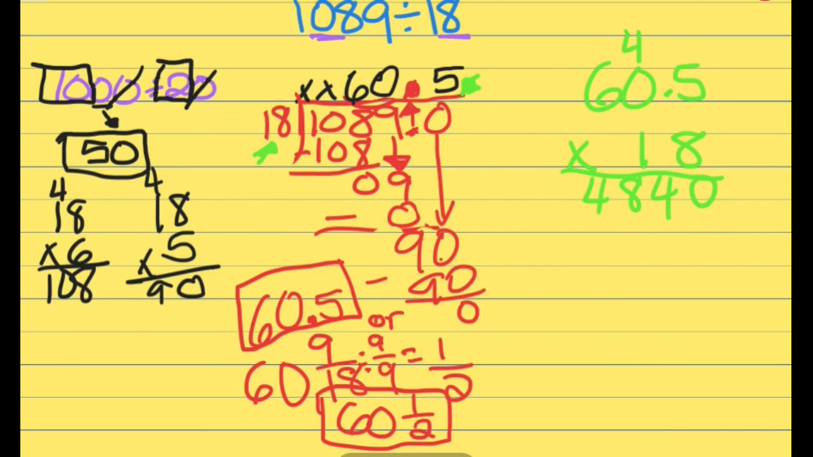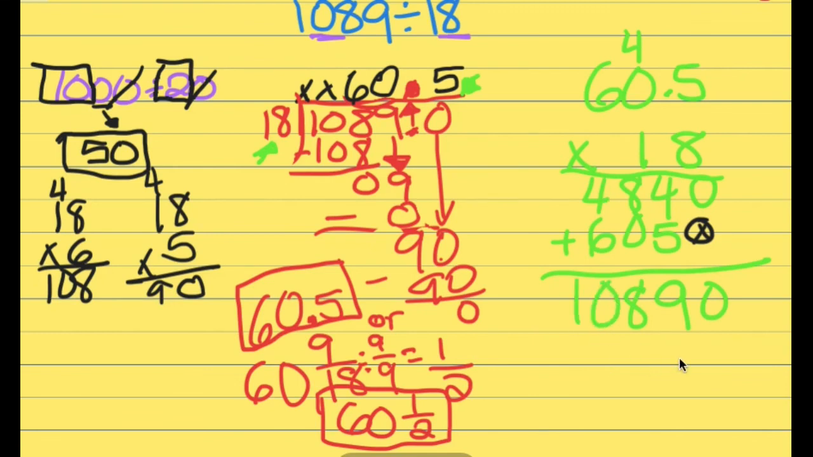Bring all that down. Then I'm going to mark my place value with the X. And then 1 times 5 gives us 5. And then 1 times 0 gives us nothing, 0. And then 6 times 1 gives us 6. Add everything all the way up, all our partial products. 0 plus 0 gives us 0. 4 plus 5 gives us 9. 8 plus 0 gives us 8. And 6 plus 4 gives us 10.